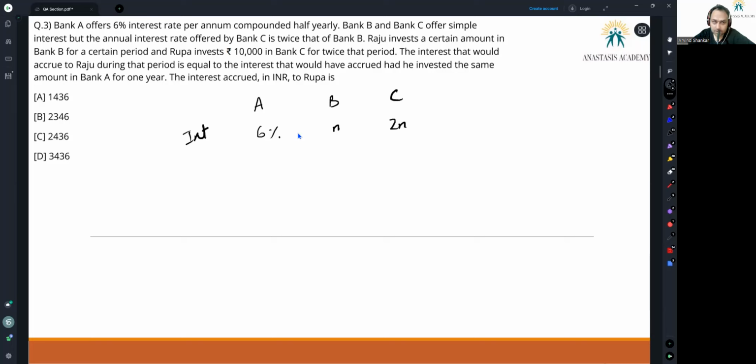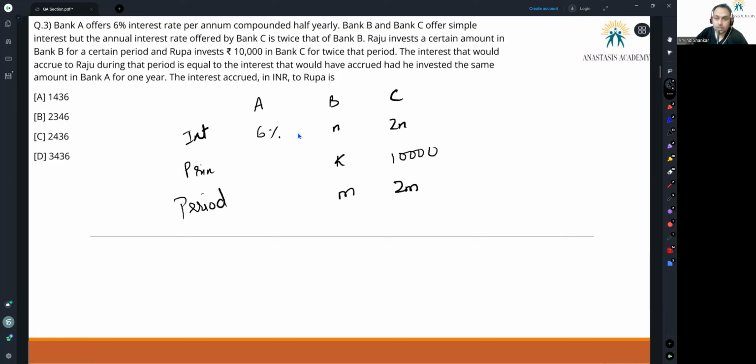Okay. B and C offer simple interest. Period is unimportant. Raju invests a certain amount in bank B for a certain period. Okay. Principal. Let's say the amount invested here is K, and 10,000 in bank B for twice that period. Okay. Period here will be, let's say here was M, here was 2M.